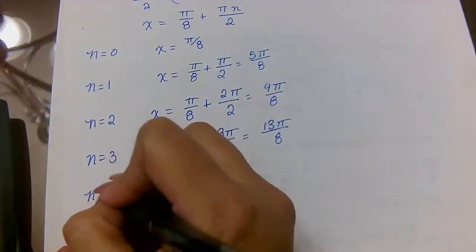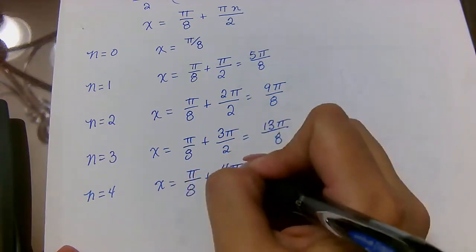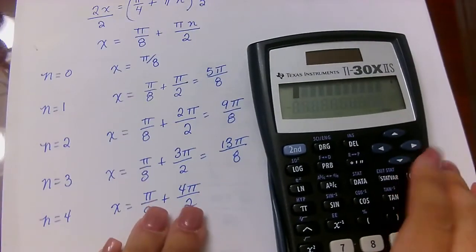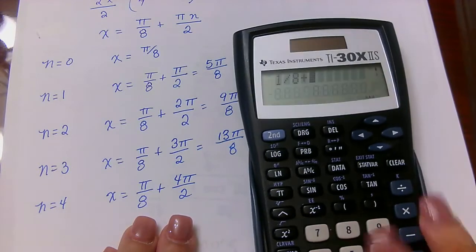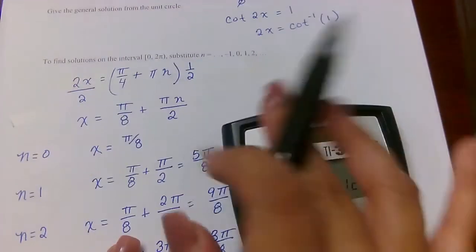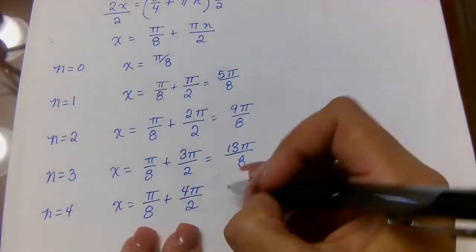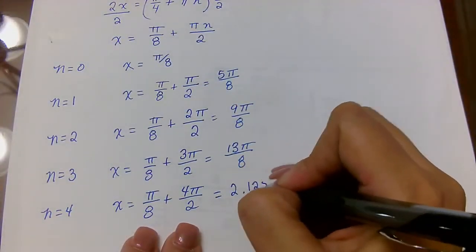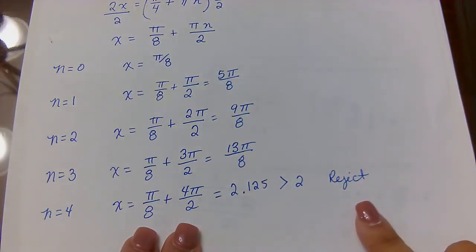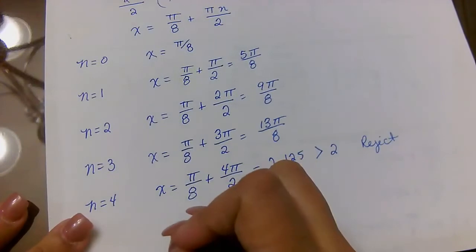Let's let n equal 4. So x is going to be equal to pi over 8 plus 4 pi over 2. Okay, now I'm going to go ahead and use the calculator again. 1/8 plus essentially 2, so I'm going to add 2. Notice now that this number is greater than 2. Okay, so we don't want a number greater than 2. So since this is equal to 2.125 and it's greater than 2, we're going to reject this solution and just keep the other solutions.